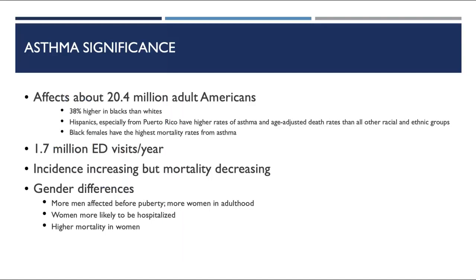So the significance of asthma is that it affects about 20.4 million adult Americans. It is higher, 38% in blacks than whites. Hispanics, especially from Puerto Rico, have higher rates of asthma and age-adjusted death rates than all other racial and ethnic groups. Black females have the highest mortality rates from asthma. 1.7 million ED visits per year from asthma, and the incidence is increasing, but thankfully mortality is decreasing.